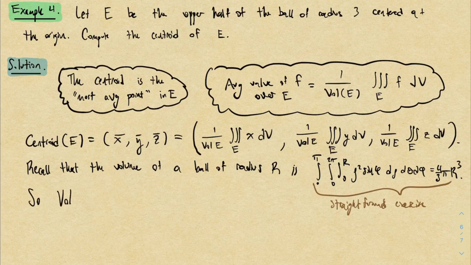Now, E isn't a whole ball, it's half of a ball, so the volume of that will be 1/2 times 4/3 pi r cubed, and r in this case is 3. So 4 over 2 is 2, and then 3 cubed over 3 is 3 squared, which is 9, so we get 2 times 9, which is 18 times pi. So one step of this calculation is done. The volume of E is 18 pi.